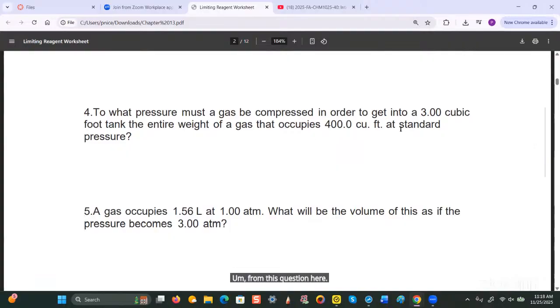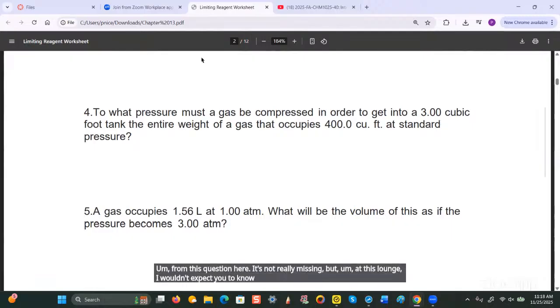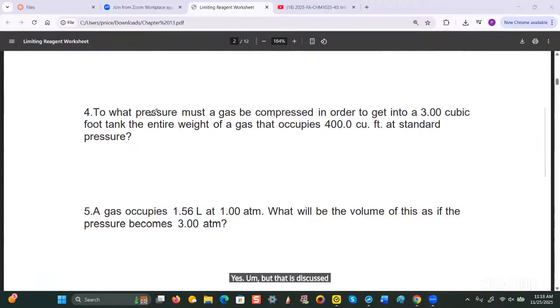It's not really missing, but at this juncture, I wouldn't expect you to know what standard pressure is. But that is discussed later in the video, actually. The standard pressure, let me just include that information here. Standard pressure is equal to 1.00 atmospheres, all right? Later on, we'll talk about what we call STP conditions, standard pressure and temperature. But for now, just accept that standard pressure is 1.00 atmospheres, right?